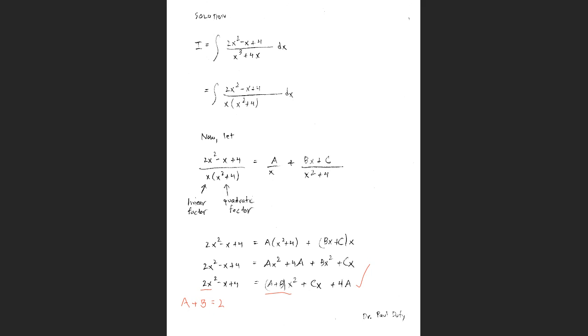Good, okay. Well, what about negative 1x and cx? What's that tell you about c? What would c have to equal? Negative 1, that's right, Jinghoon. Okay, and then finally, we have 4 here, and we have 4a here. So what would 4a have to equal? That's right, 4. Okay. And so a would equal 1.